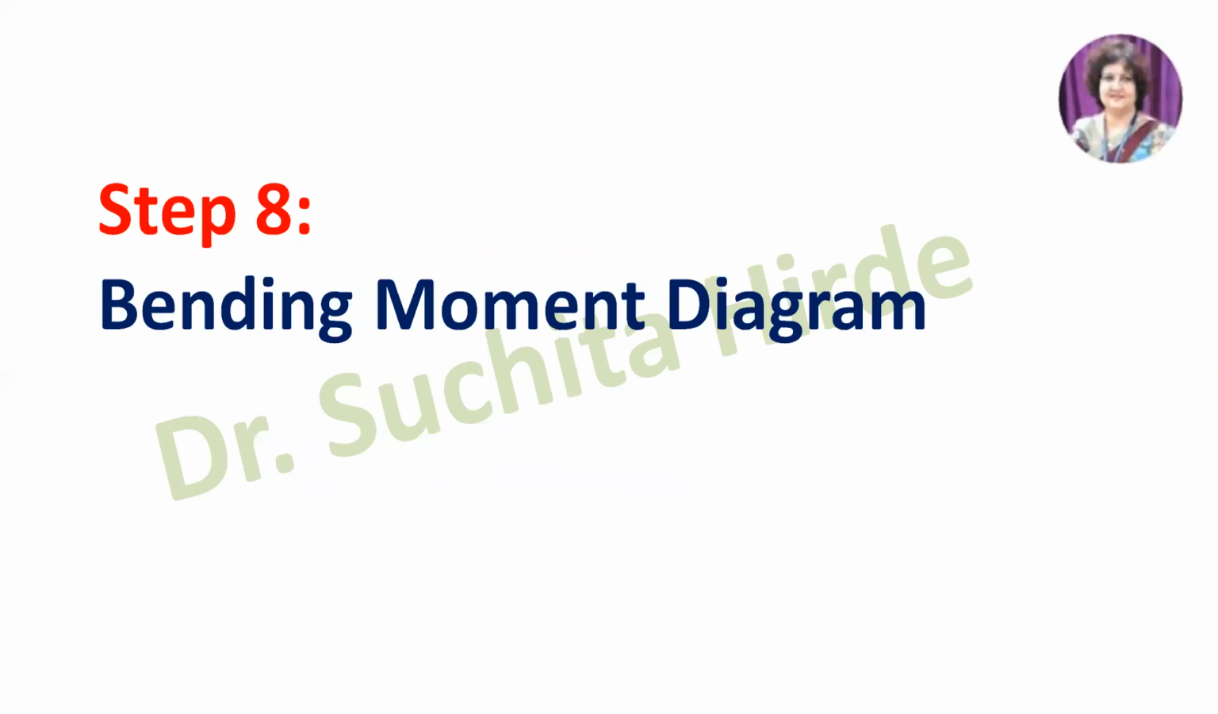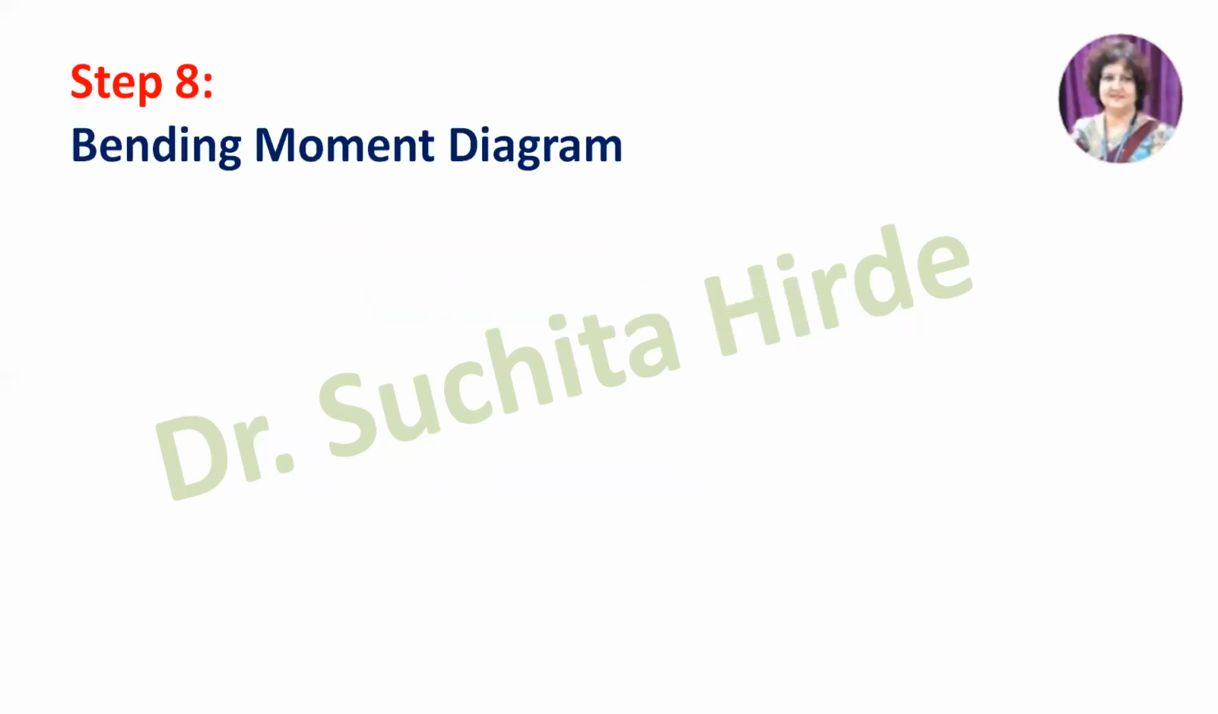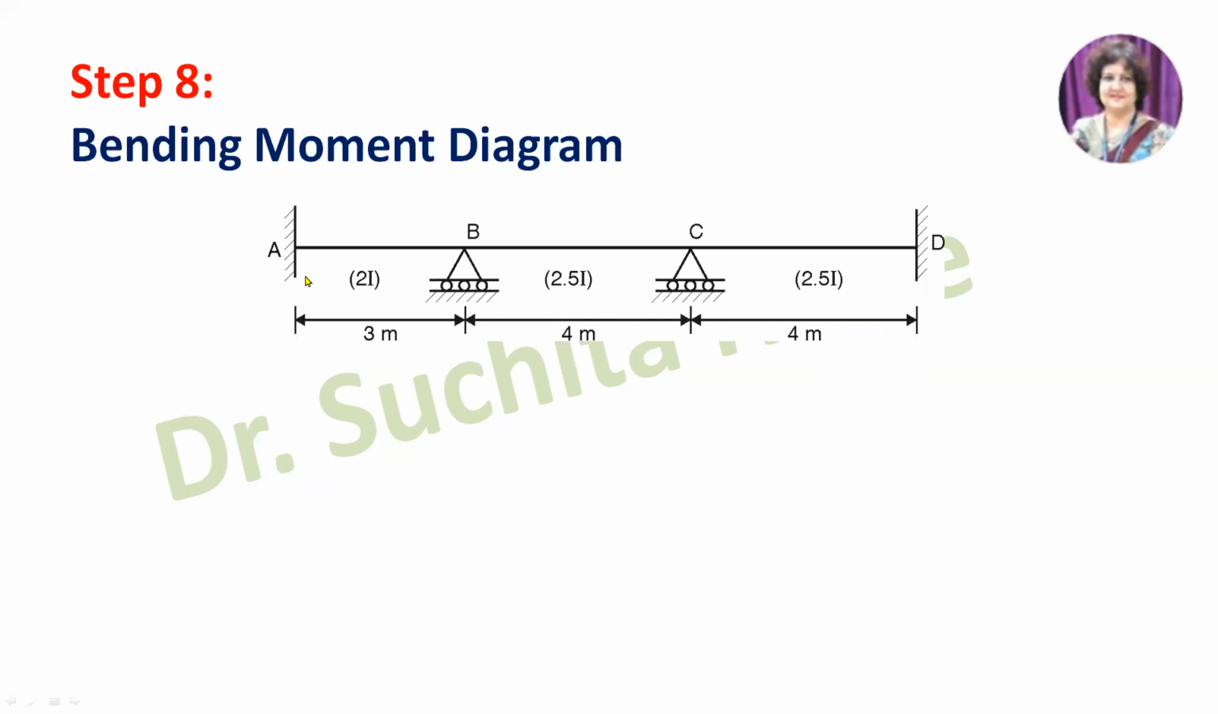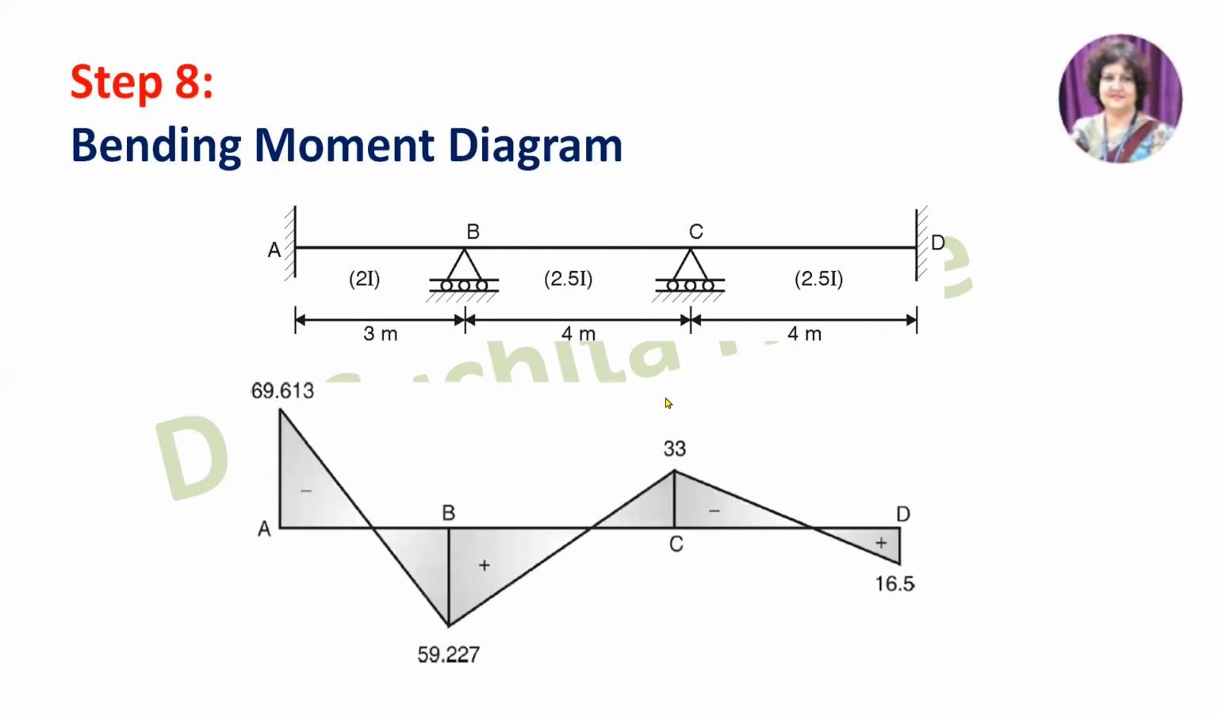Now the last step is to draw the bending moment diagram. Whatever moments we have calculated for this beam, MAB, MBA, MBC, MCB, MCD and MDC, we plot at the respective points and then join with a straight line because there is no load here. If there is load acting on this, then you have to superimpose this diagram with a positive diagram due to load. In this case, since there is no load, this is the final bending moment diagram.